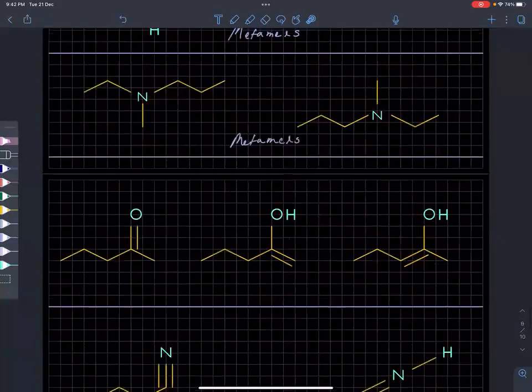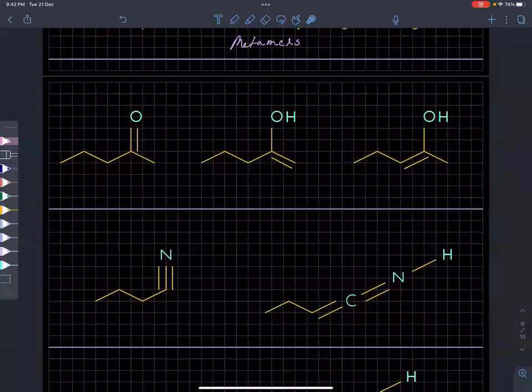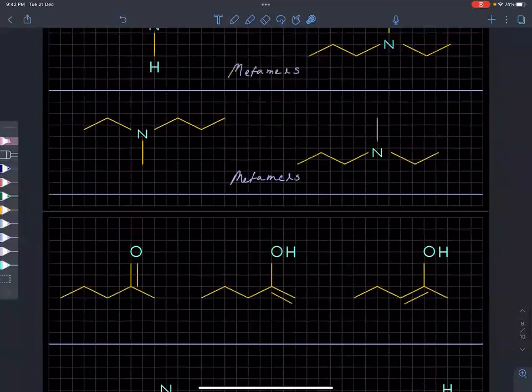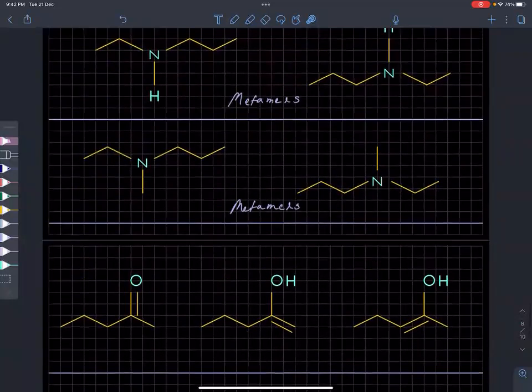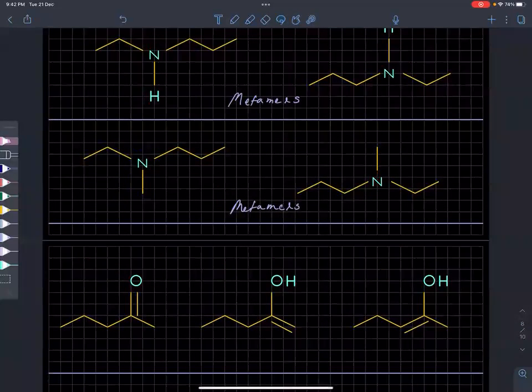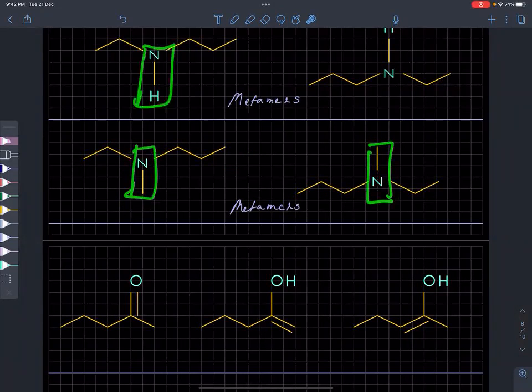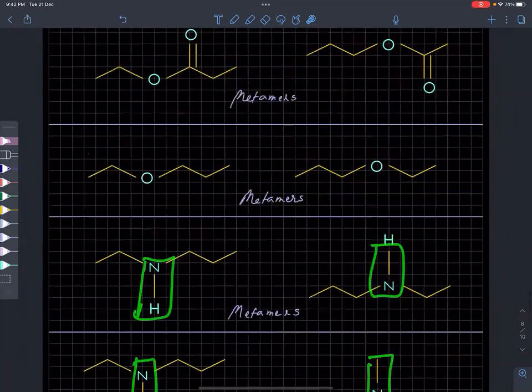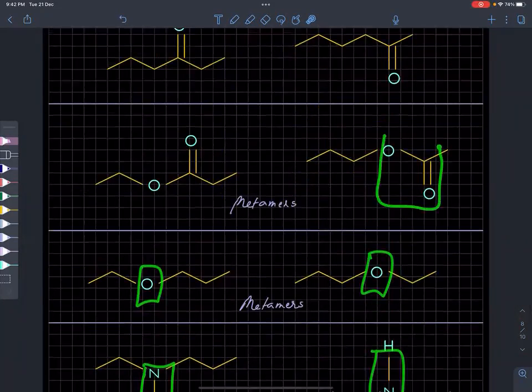What about these three? Sir, functional isomers. Tautomer. Sir, how to identify metamers? In metamers, there will be a functional group that will sit in between the chain. It will cut the chain into two parts. This is sitting in between the chain. This is sitting in between the chain. Here, this is sitting in between the chain. Here, this group is sitting in between the chain.